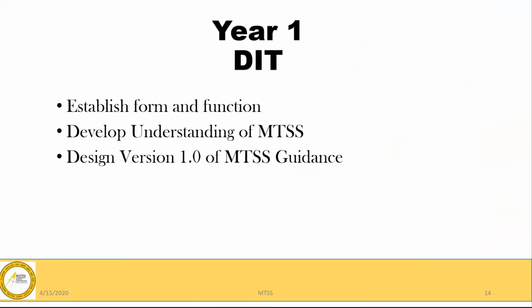So looking at year one for our district implementation team, that was the only group that talked about MTSS to begin with. And what we did in that first year was we established form and function. We developed a shared understanding of MTSS, and then we designed version 1.0 of MTSS guidance, which included a practice profile, which we are going to talk about in just 1 minute. So during that version 1.0 of MTSS guidance, it was really tough conversations and discussion about what will MTSS look like in Avon, and how are we going to be intentional in identifying whether we're in full implementation or partial.